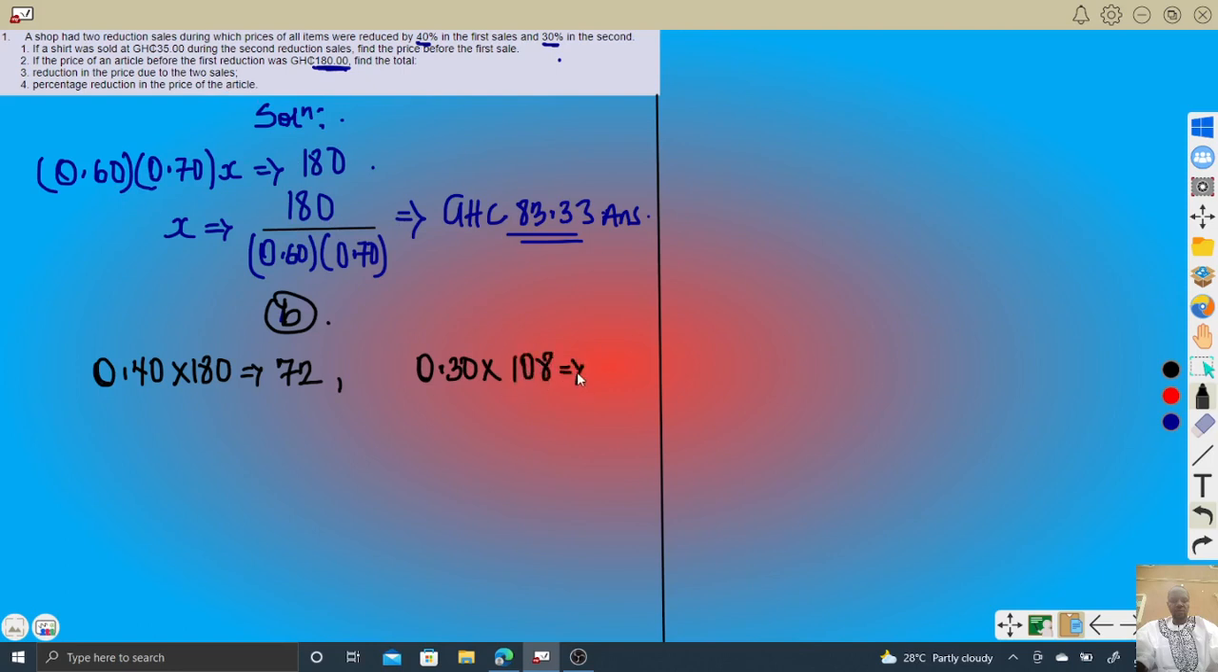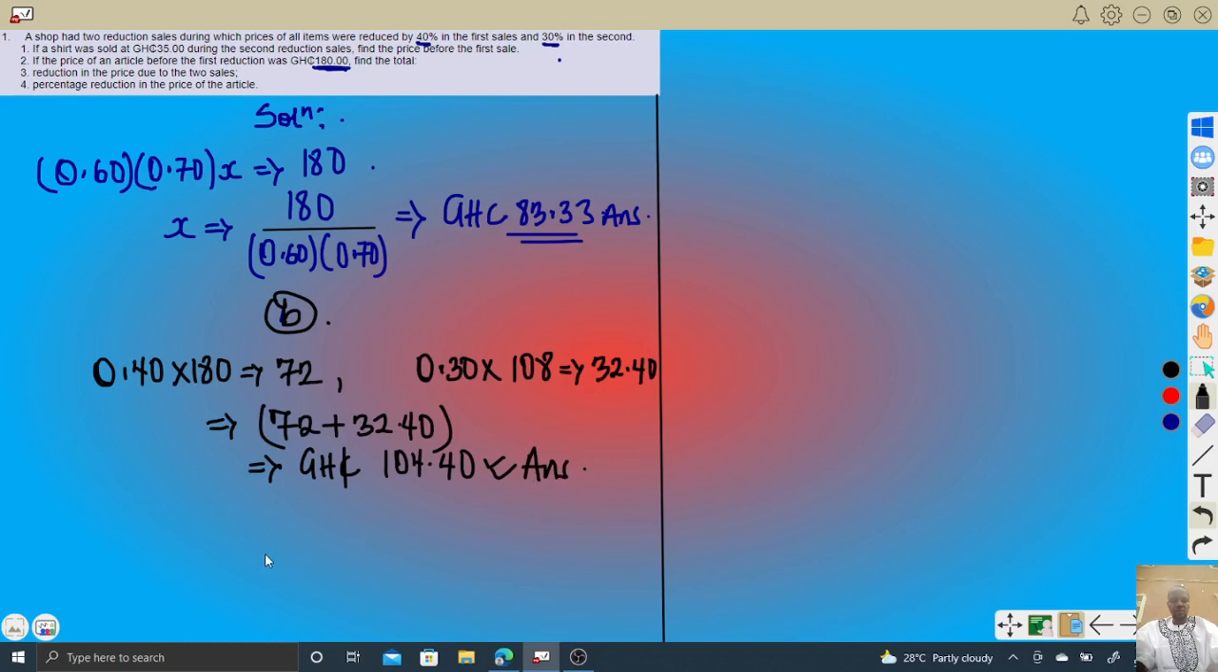So let us be guided when we're solving this one. And we need to be careful. This is 32.40. So out of the total reduction, the first reduction is 72. And the second reduction is 32.40. All amounts of money are in terms of Ghana cedis. So we should just know what we are doing. The total is the addition of 72 plus 32.40, which should give us GHC 104.40. So this should be the answer to the question. I hope students understand this stuff.